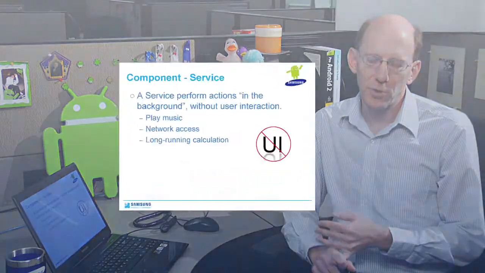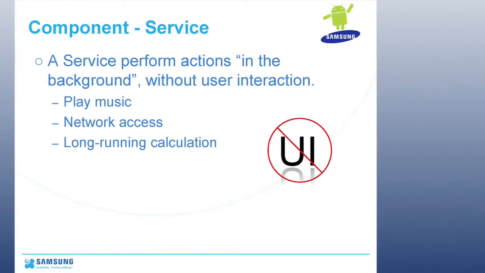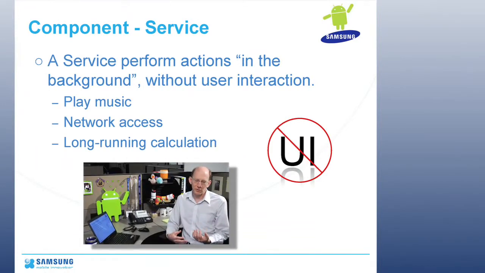So the next part of the four main things that I talked about is a service component. A service is something that's designed to do something long-running but doesn't have a UI piece to it. A classic example is playing music. You might have some kind of long-running calculation that you're doing, or you might be doing some network activity that's going to take a while.